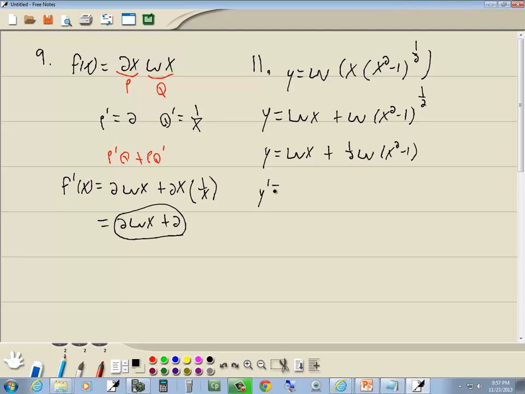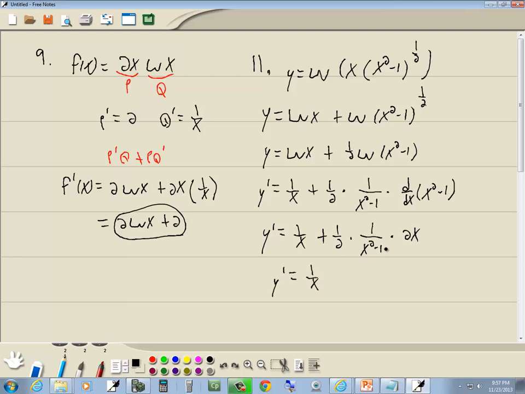Now I'm ready to take my derivative. The derivative of natural log of x is 1 over x plus 1/2. The derivative of natural log of x squared minus 1 is 1 over x squared minus 1 times the derivative of x squared minus 1. Which gives us 1 over x plus 1/2 times 1 over x squared minus 1 times the derivative of x squared minus 1, which is 2x.